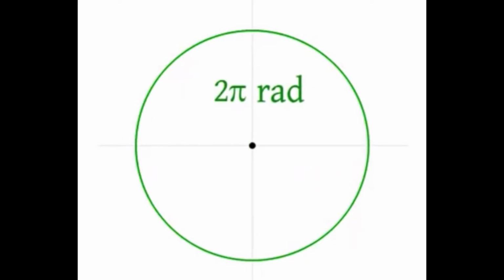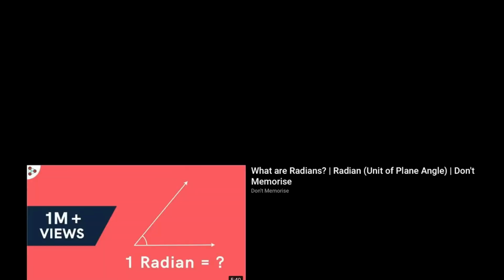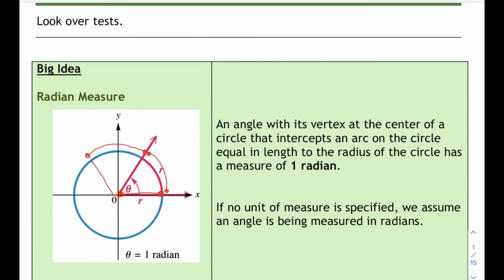Which makes sense if you think about circumference, it's 2 pi times the radius of your circle. So 2 pi radians is your degree measure for the whole circle. It's equivalent to 360 degrees.